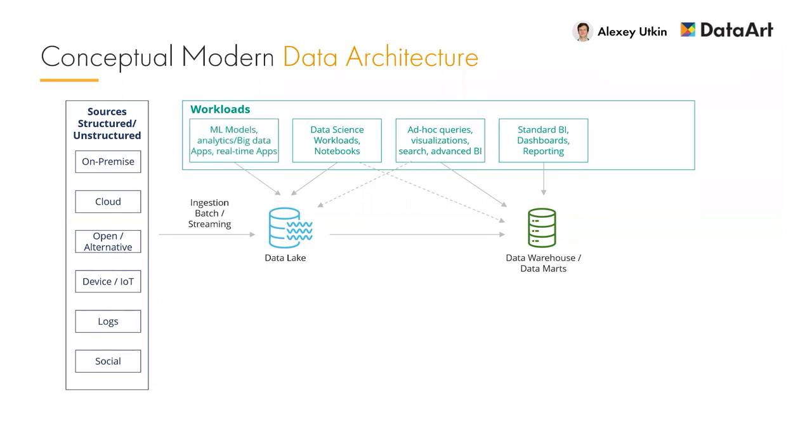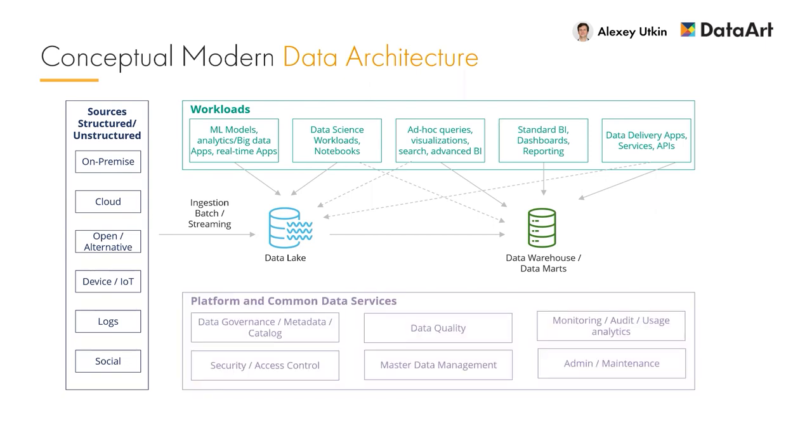And then we have special applications like machine learning models, big data applications, real-time apps. They have a tendency of just sitting on top of the data lake. And the last type of workload is external customer and user-facing data-driven apps, services, APIs. They can go to both, but data warehouse more often, just because it's more high quality data.